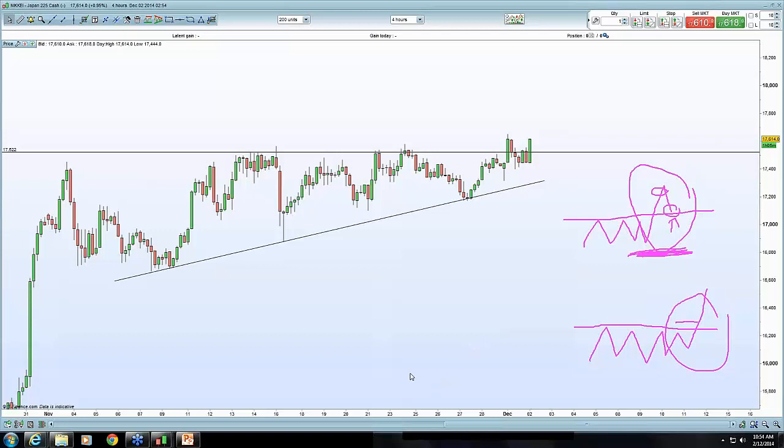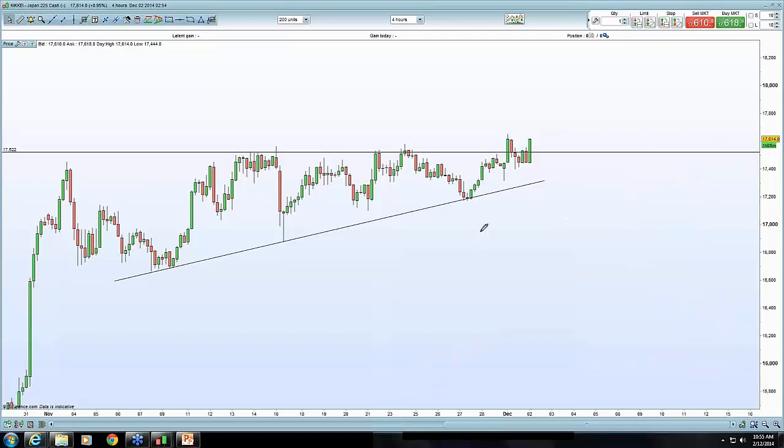Alright, so this is the indices. I'm going to move on to Forex now.